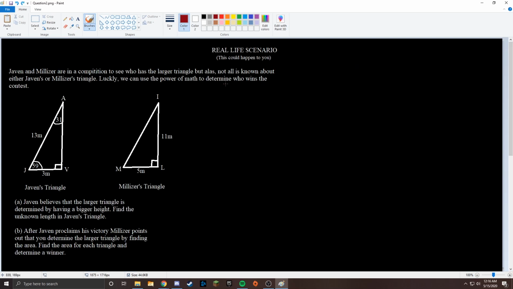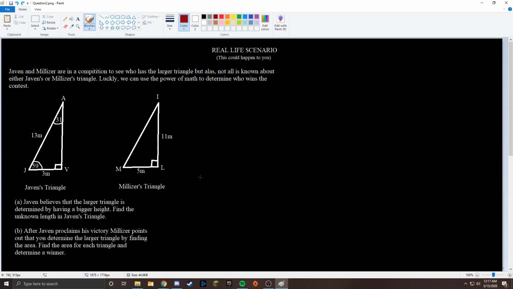Alright, so moving on to our real life scenario, a practical application for these maths. So, situation is Javen and Meliza are in a competition to see who has the larger triangle. But alas, not all is known about either Javen's or Meliza's triangle. Luckily, we can use the power of math to determine who wins the contest. So, looking at these triangles here, all the information is already contained within them. So, first thing first, Javen believes that the larger triangle is determined by having a bigger height. Silly Javen. Find the unknown length in Javen's triangle.